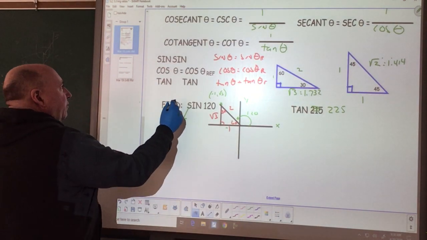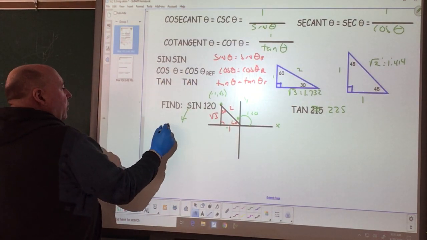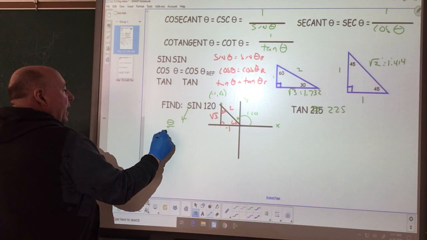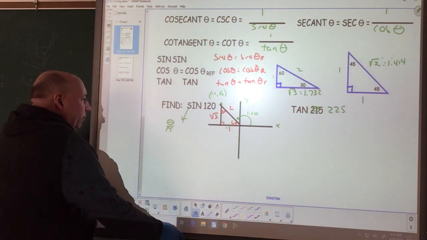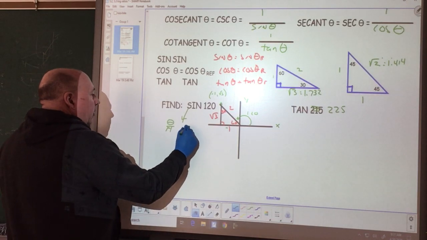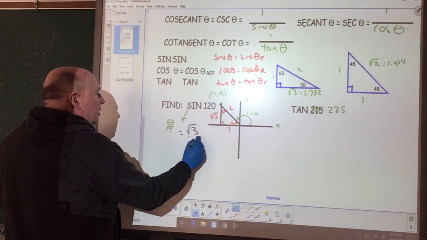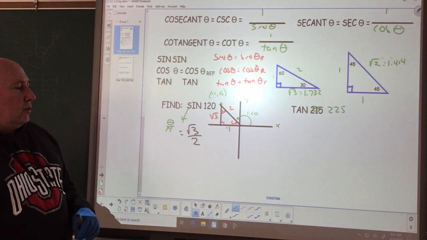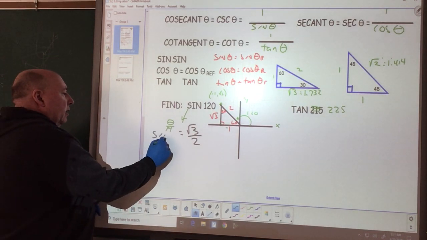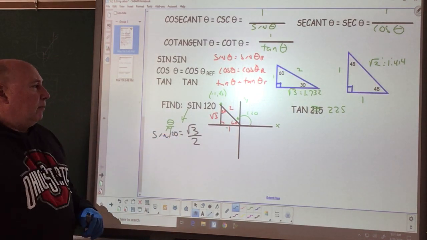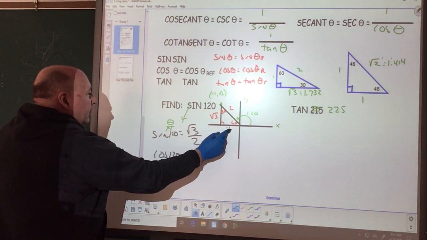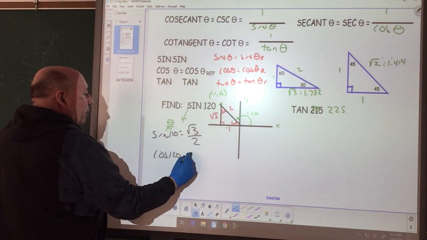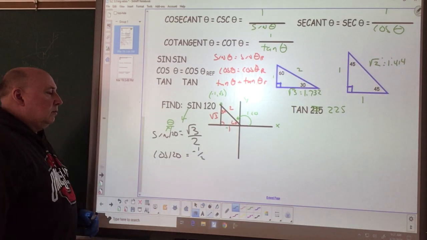Well, sine is defined to us as opposite over hypotenuse. So our side opposite is the square root of 3. Our hypotenuse is a value of 2. So that is the sine of 120 degrees. If I ask you to find the cosine of 120, that is adjacent over hypotenuse. That would be a negative 1 over 2.